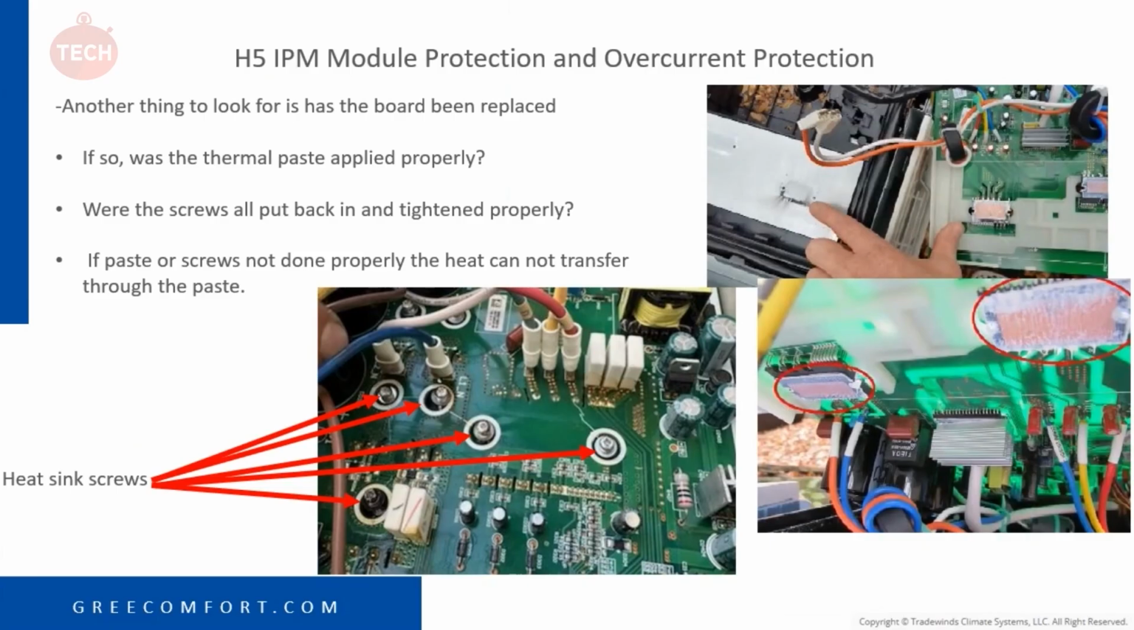Also, the pictures to the right are showing you where the thermal paste would go. Again, any time you replace that board, it's going to come with a little tube of thermal paste. So you'd want to use that thermal paste, apply it to the parts that are circled there on the board, and be sure to get those screws in tight. You want to be sure to get all the screws in.